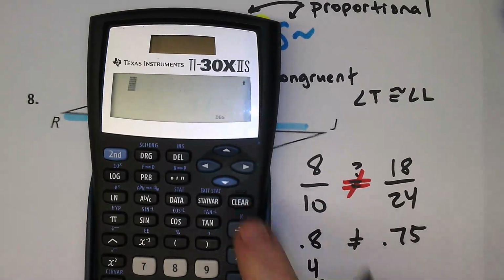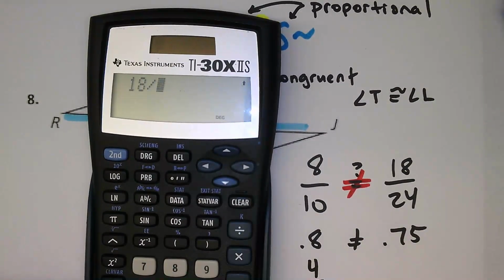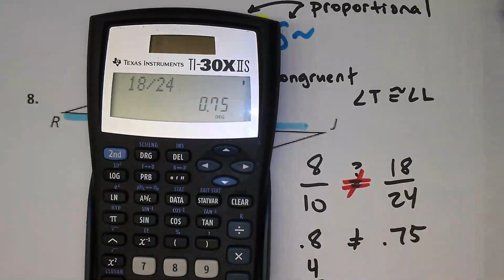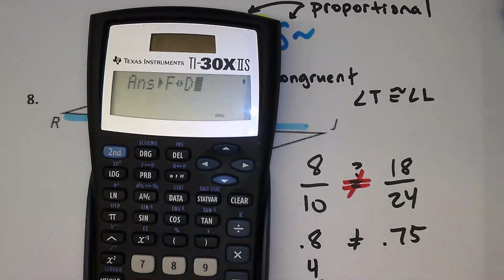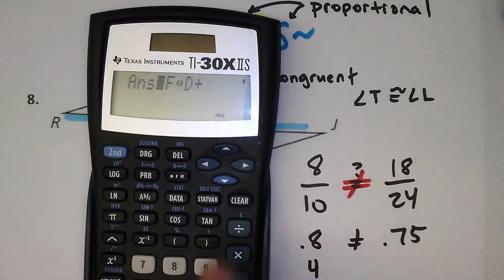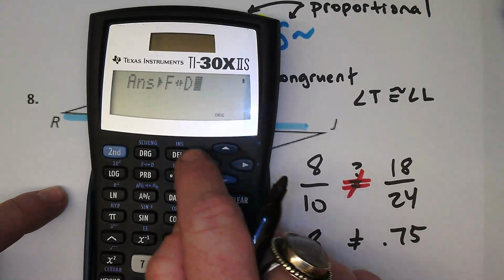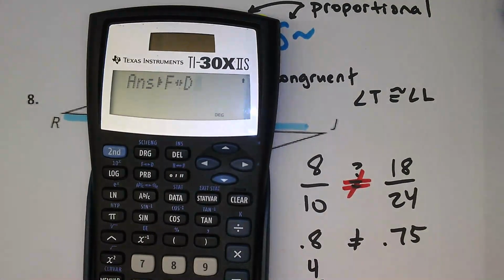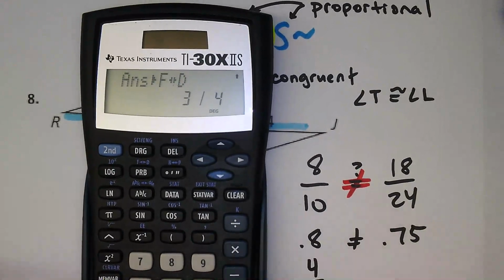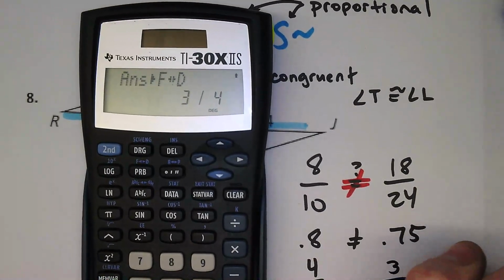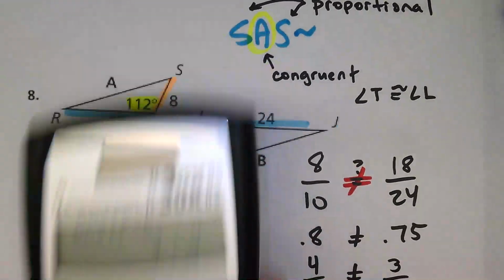And then if I do that same process with 18 divided by 24, it gives me this decimal. I can do second fraction to decimal. Oops, I had a plus on the end of that. Sorry. It told me there was a syntax error, so I'm just going to fix it. I'm going to get rid of that plus. Now hit enter. And it is 3/4. 3/4, which again are not equal.